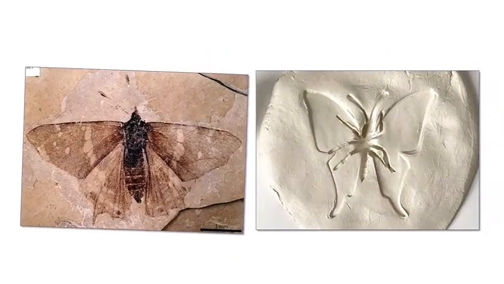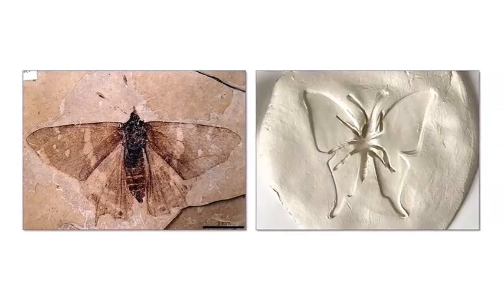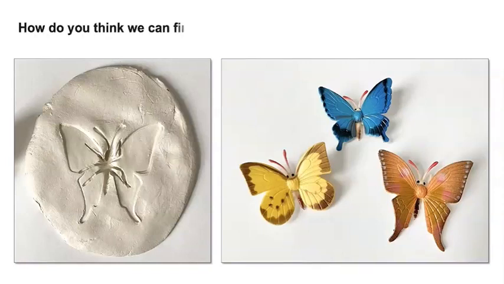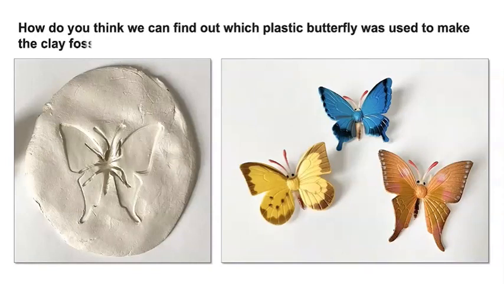So now that we know that our real fossil and our fossil model were made by different butterflies, let's see whether we can solve another mystery. It's actually a little embarrassing, but I forget which butterfly I used to make this model. Can you help me figure it out? Here's the clay model fossil that I made, and here are the plastic toy butterflies that I just showed you. I know I used one of these butterflies to make the impression. How do you think we can find out which plastic butterfly was used to make the clay fossil model?